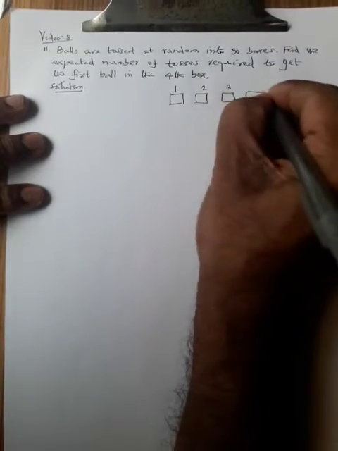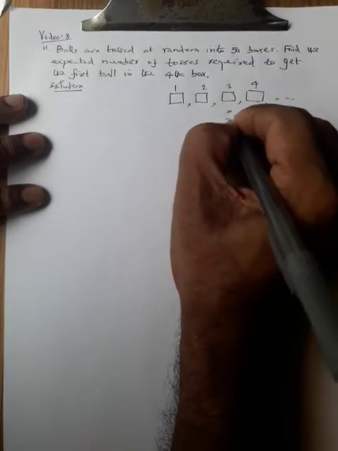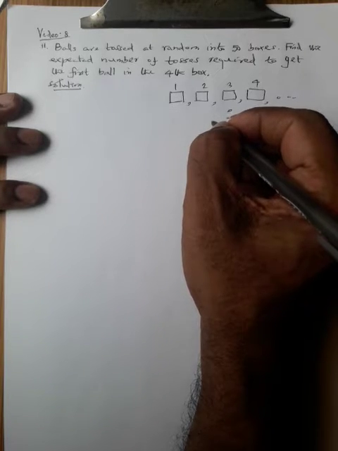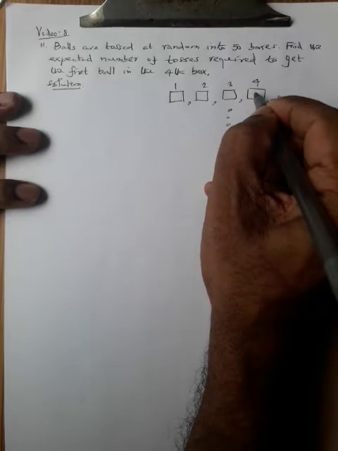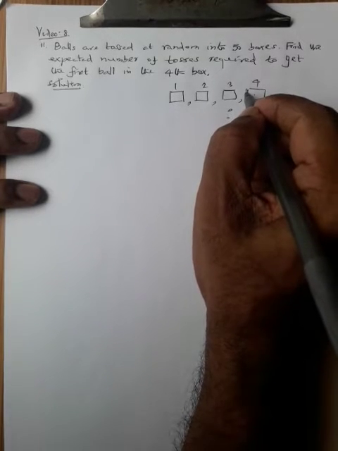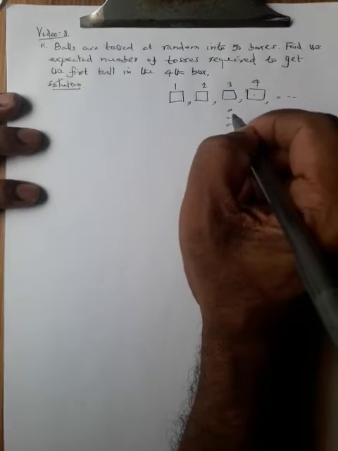So there are 50 boxes placed: 1, 2, 3, fourth box. Like that 50 boxes are placed. So we are going to toss one ball at a time. Suppose in the first toss itself, if the ball gets into the fourth box, then the game is over. So we have to repeat the toss until a ball lands in the fourth box. So we need the expected number of tosses required.